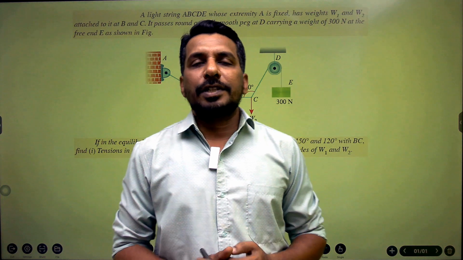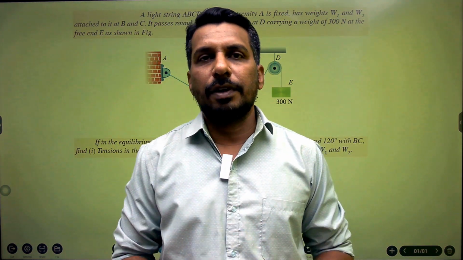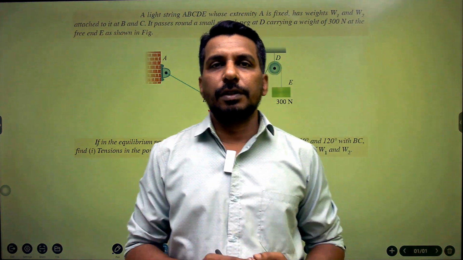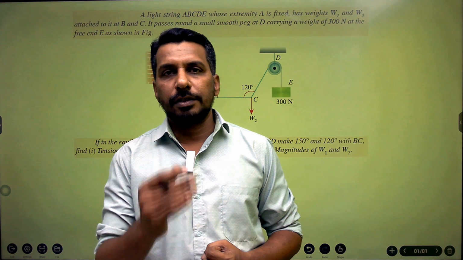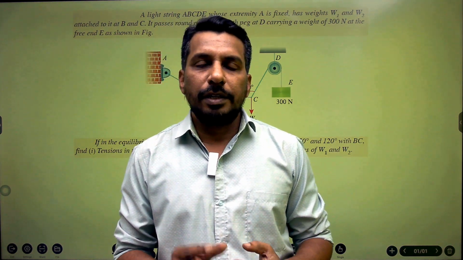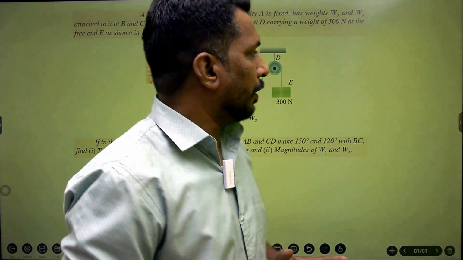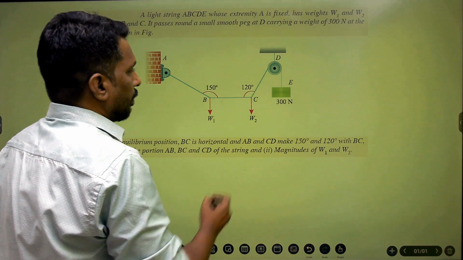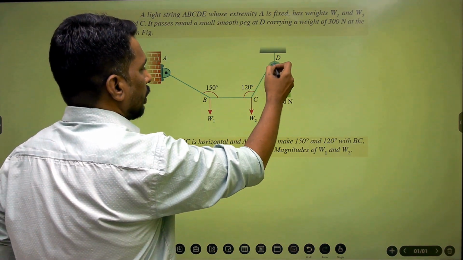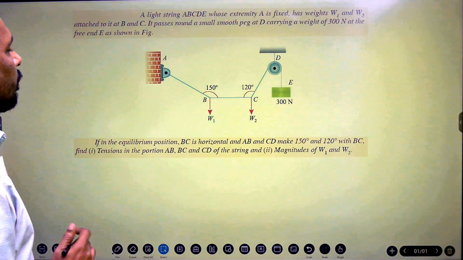Hello friends, so till now we have solved two questions based on the application of Lami's theorem. In the first problem, we have taken two segments of a cable. In the second problem, we have taken three segments of the cable. But now in this problem, you can see here, the cable has three segments, but the third segment is passing over the smooth peg, or you can say the pulley. So first read out the question.